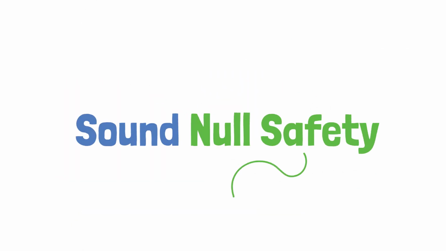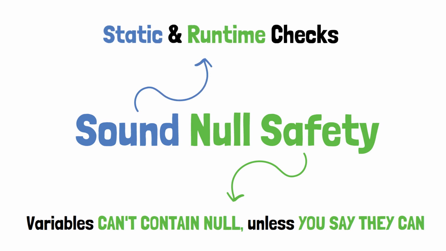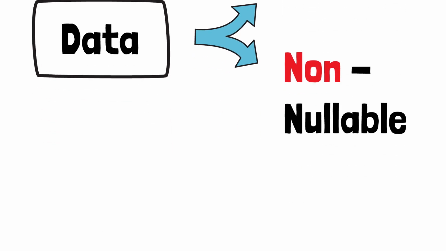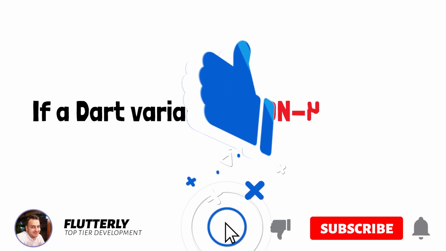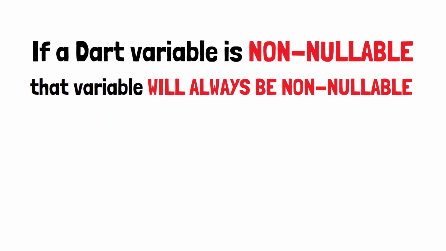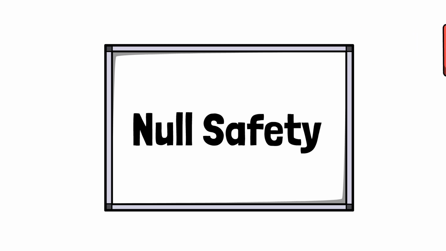Null safety means that values can't be null unless you say they can be. Sound null safety means Dart can do these checks through its static code analysis via the trusty analyzer, while also combining it, as we said before, with the runtime checks. That means during its life cycle inside Dart, data can either be nullable or non-nullable, but never both. Unlike many other null-safe languages, when Dart determines that a variable is non-nullable, that variable will always be non-nullable, and that means the non-nullability is retained at runtime. Null safety is a really, really important topic, and I'll make a separate tutorial for it later in this course.